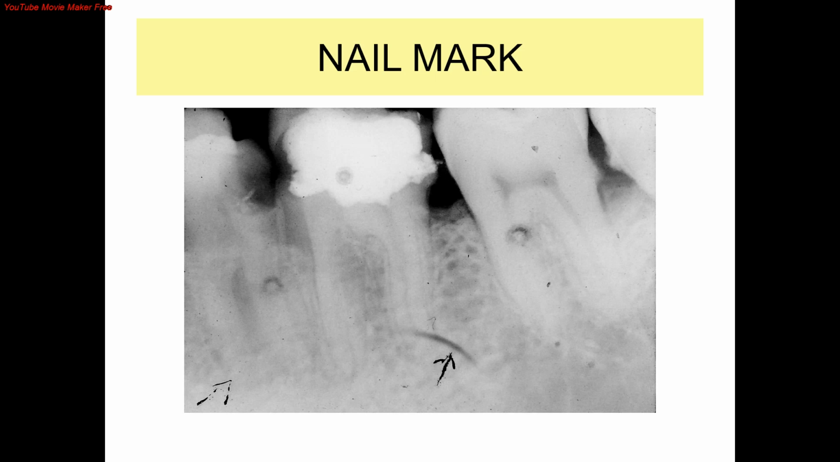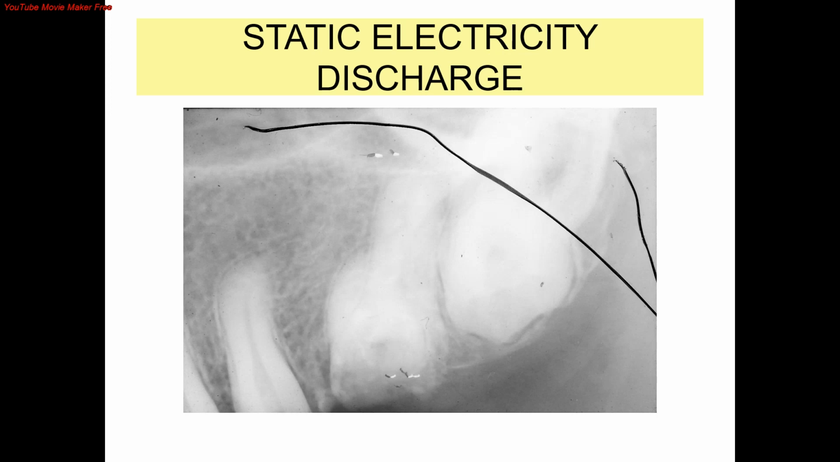Sometimes in colder climates, you will get this type of dark lines which look like a lightning streak, only black in color. This is due to static electricity discharge, and it is usually seen in very cold climates, and if the radiograph's envelope is peeled off with force and pressure.